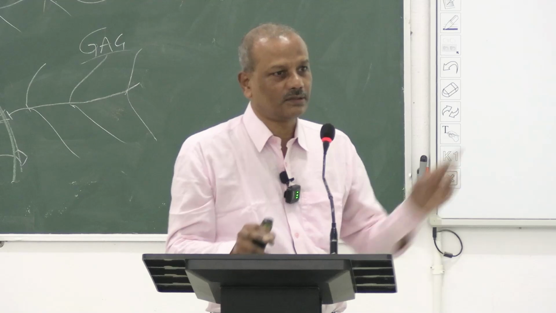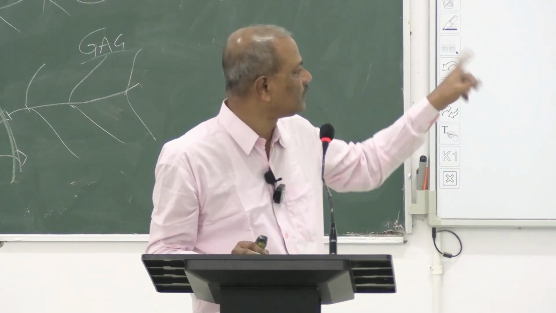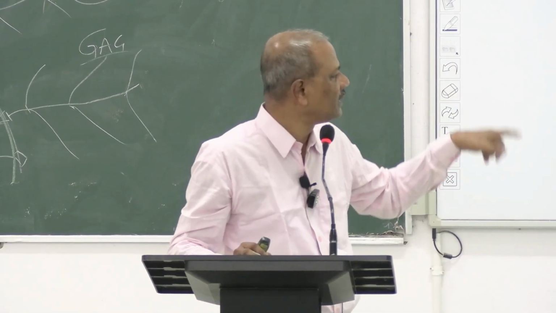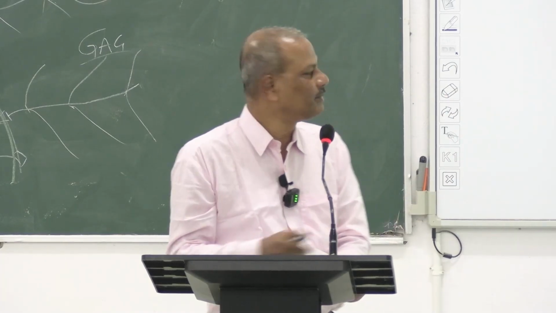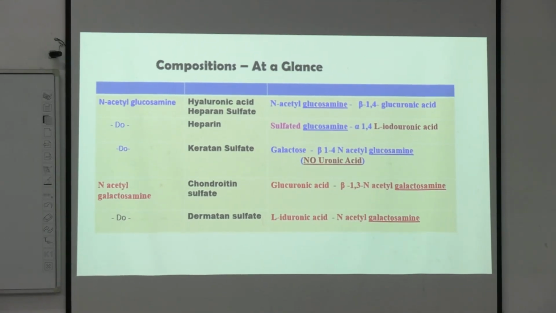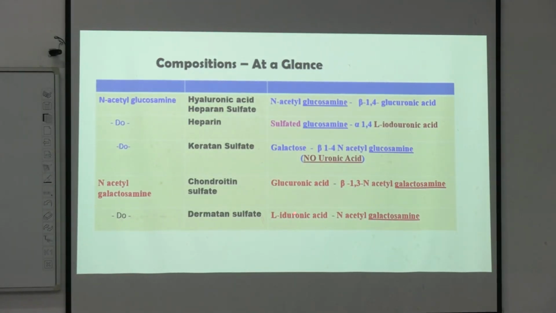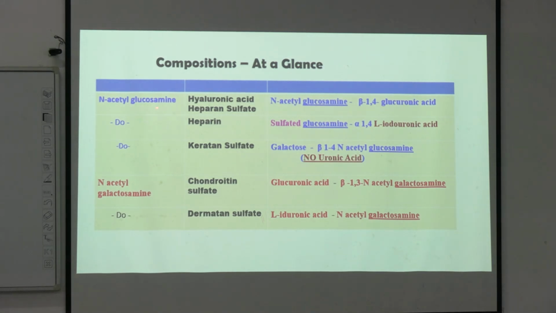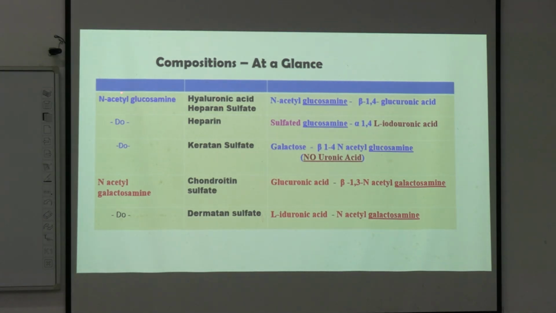So, just to help you remember, there are two things: N-acetyl-glucosamine and N-acetyl-galactosamine. Remember only these two things: chondroitin sulfate and dermatan sulfate contain N-acetyl-galactosamine as one component, and the other is N-acetyl-glucosamine, which is there in hyaluronic acid, heparan sulfate, and heparin. They are basically with N-acetyl-glucosamine, not galactosamine. That you must remember, and then keratan sulfate is there. The difference is that keratan sulfate does not contain any uronic acid.